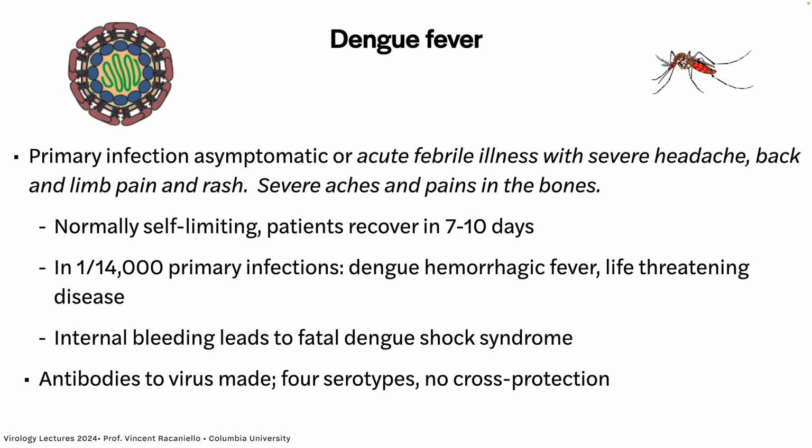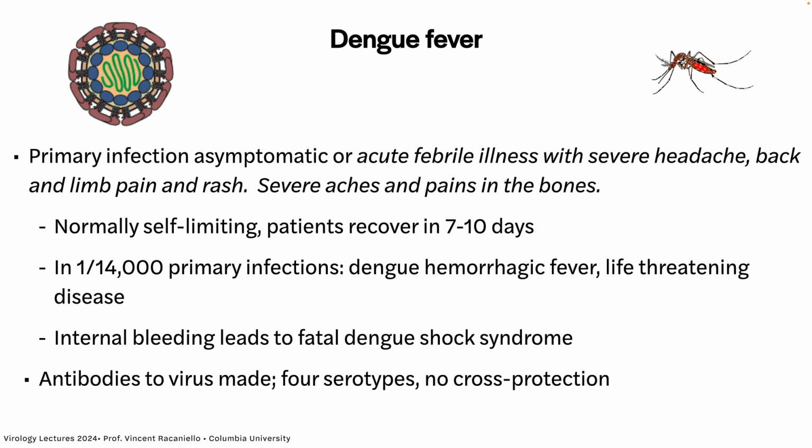Now, the problem with dengue is that the first time you get it, it can be asymptomatic or an acute illness: headache, back and limb pain, rash, aches and pains in the bone. Not pretty, I understand, but you recover. But there are 4 serotypes of dengue virus. And if you get infected with one, you're only protected against that one serotype.